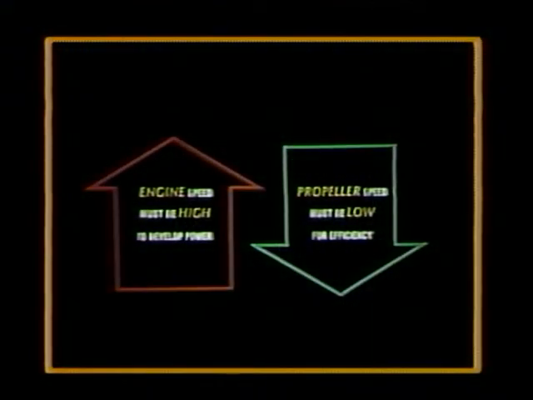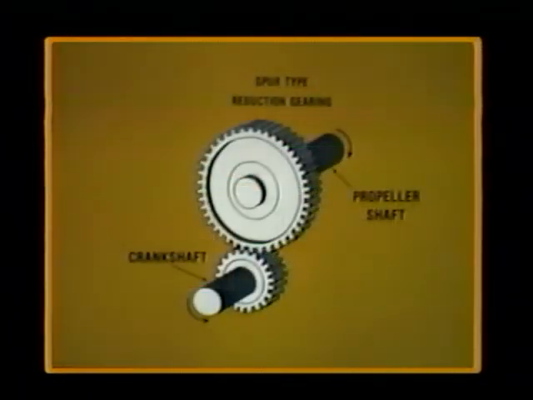Since an engine develops its maximum power only at high speeds, the propeller may actually turn too fast, which will cause it to lose efficiency. To solve these difficult problems, many engines drive the propeller through a reduction gearing at about 1/2 of the crankshaft speed. In most cases, the simplest reduction gearing is the spur-type gear.